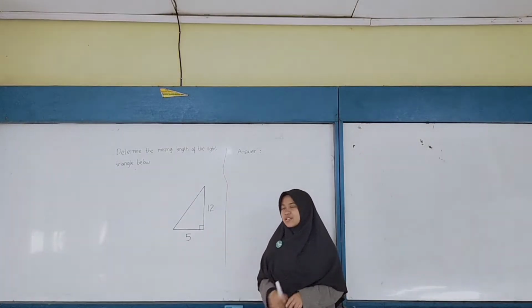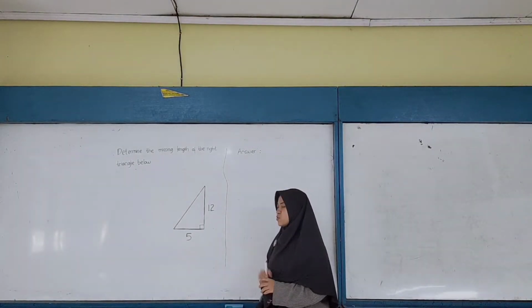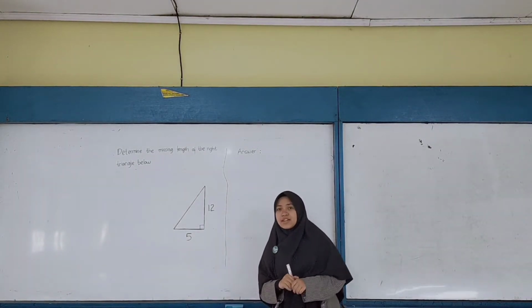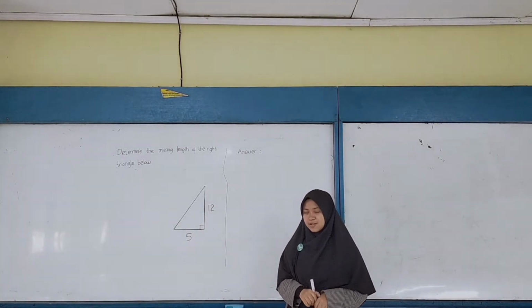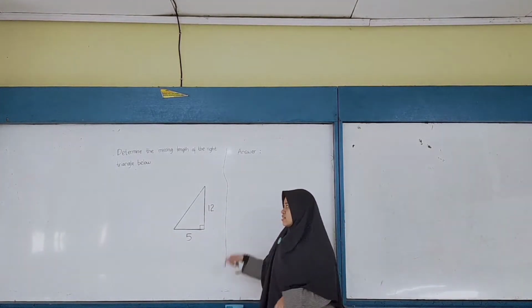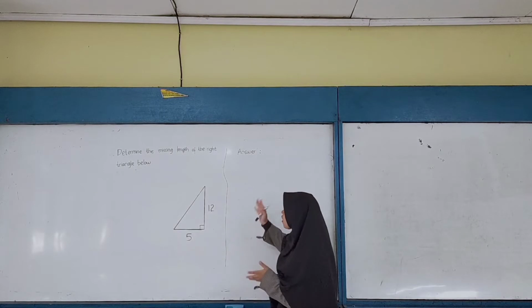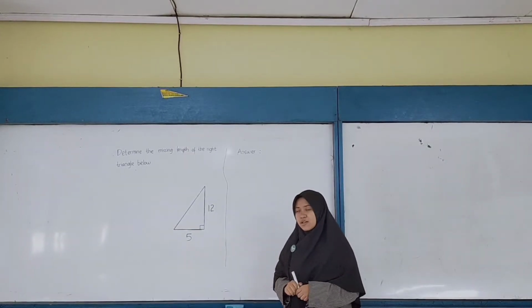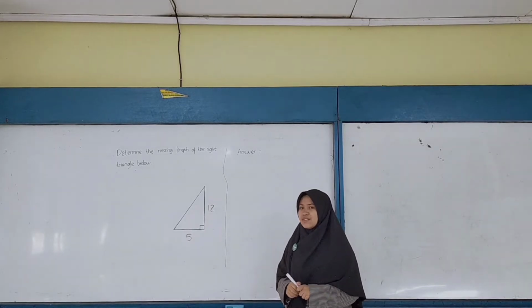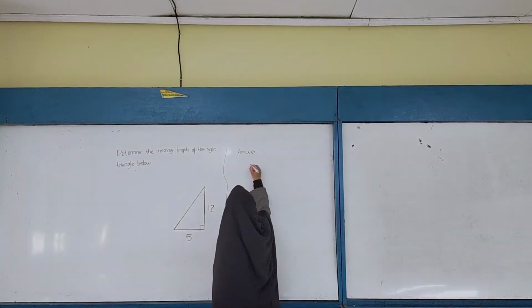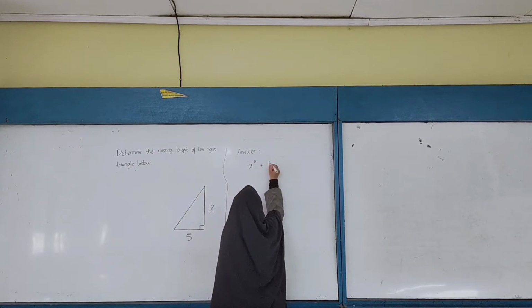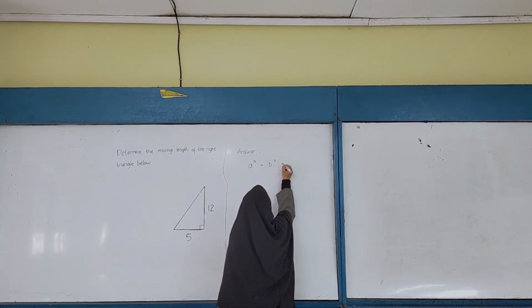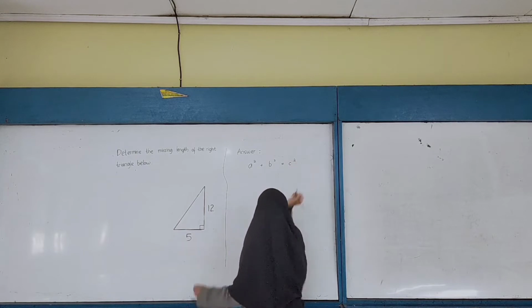Okay students, this is our first practice problem, where we have to find the missing length of a right triangle. Since this problem involves the length of a right triangle, we can use the Pythagorean theorem to solve it: A squared plus B squared is equal to C squared.